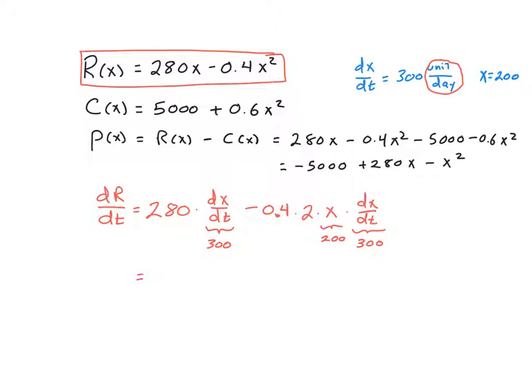So if I put that into the calculator, the 280 times 300 is 84,000. And then negative 0.4 times 2 times 200 times 300 is negative 48,000. And so when I subtract, I get 36,000. So that's a positive number, so my revenue is increasing at a rate of 36,000 dollars, or whatever currency, and I'm assuming that's going to be per day.